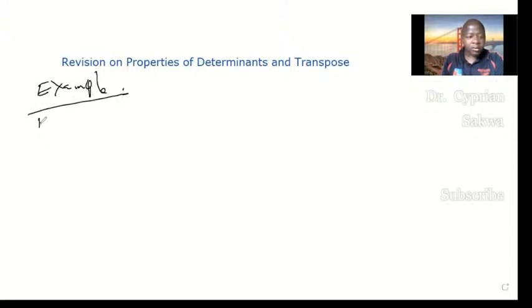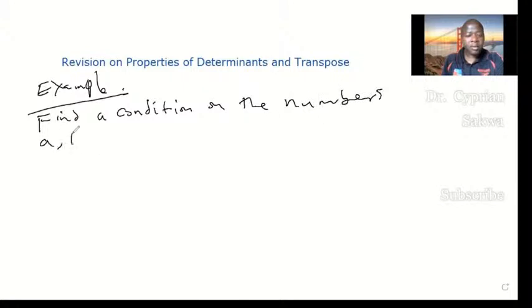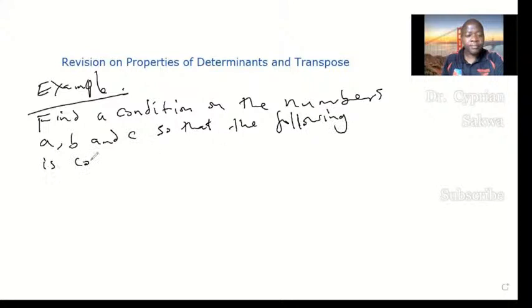Find a condition on the numbers a, b, c so that the following system is consistent.